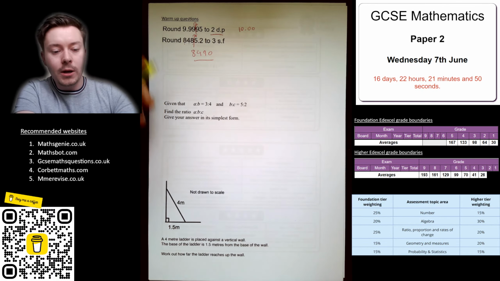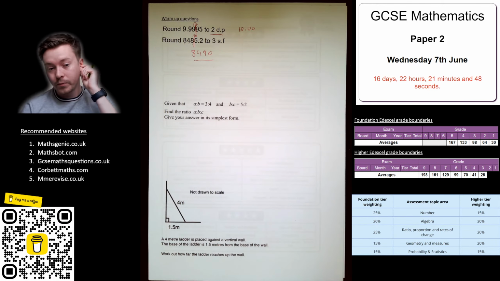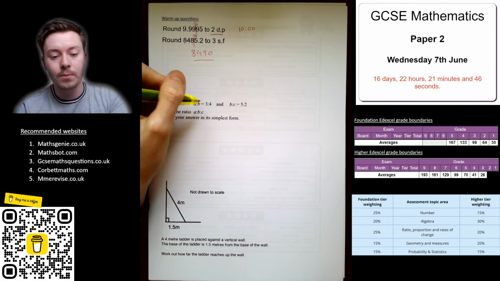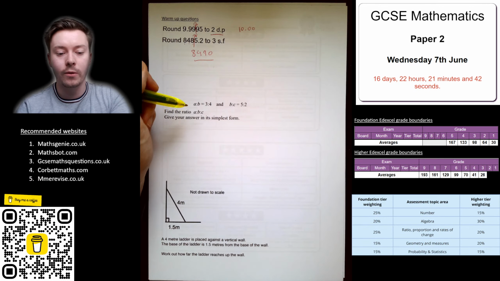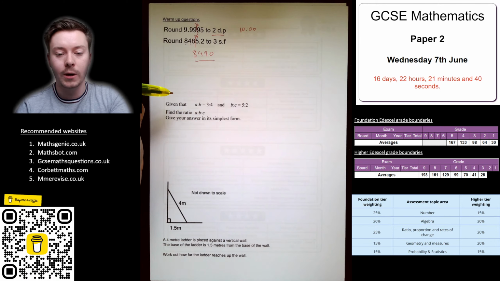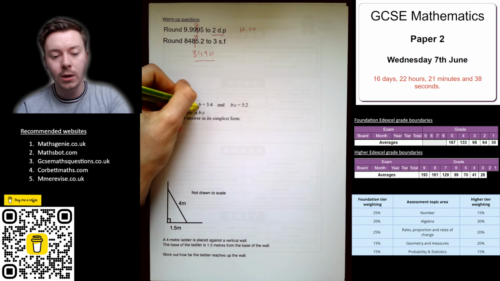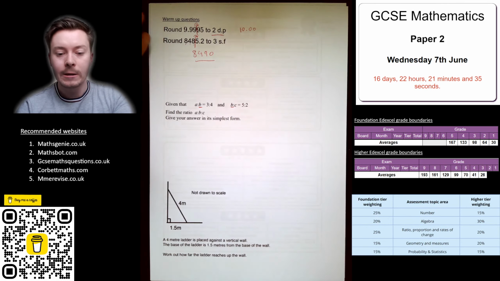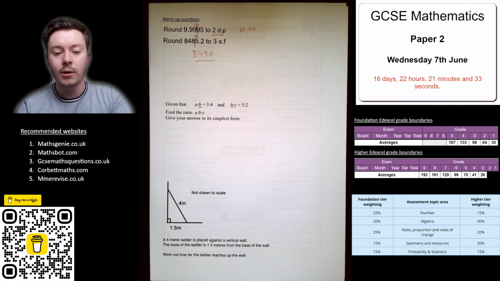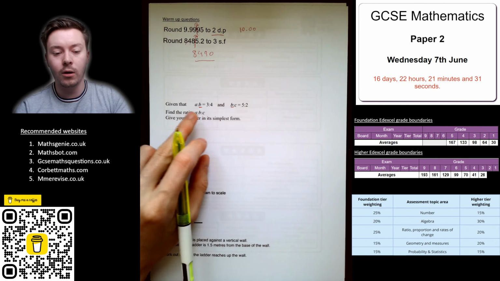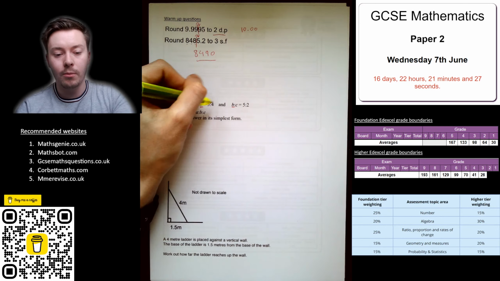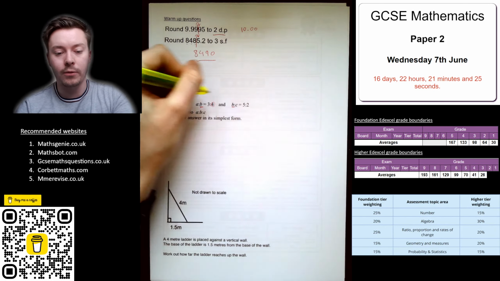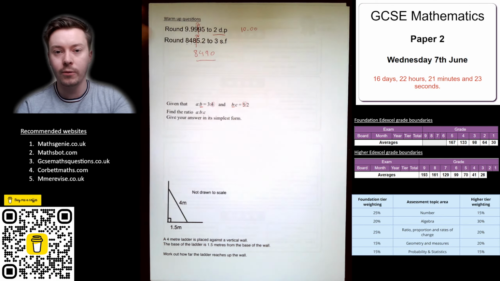Okay, next question is a ratio question. So given that A to B is 3 to 4 and B to C is 5 to 2, find the ratio of A to B to C. Okay, now the common part here is this B. So what we need to do is get it so that our B parts are the same. At the minute the B is 4 for the first ratio and the B is 5 for the second ratio, so I need to find the lowest common multiple.